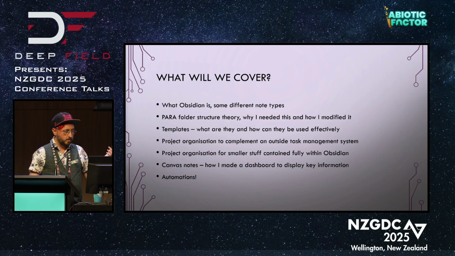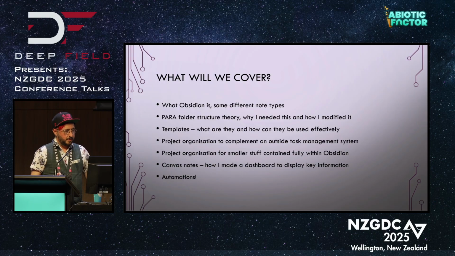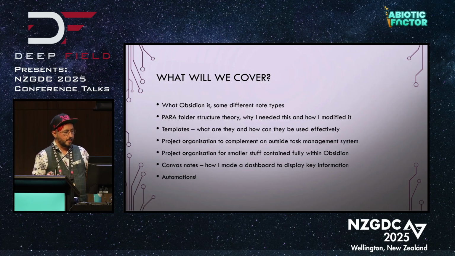Templates, and then we're going to talk about project organization, both for accompanying existing task management systems like Jira. Maybe you have a Trello, Asana. But then we're also going to talk about project organization contained fully within Obsidian. So maybe you have smaller projects that don't make sense having a big task management software system for. Maybe Obsidian makes sense for that. Then we'll talk about a dashboard that I made, and we'll talk about some automations.